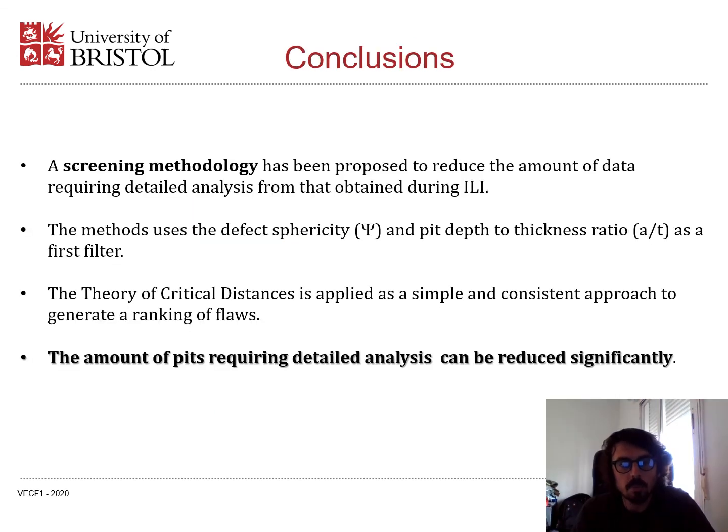So to sum up, we have presented a screening methodology proposed to reduce the amount of data requiring detailed analysis from data obtained during inline inspections. The method uses the defect sphericity and the pit depth to thickness ratio as a first filter, and the critical distance is then applied as a simple and consistent approach to generate a ranking of flaws. The approach shows that the amount of pits requiring detailed analysis can be reduced significantly.